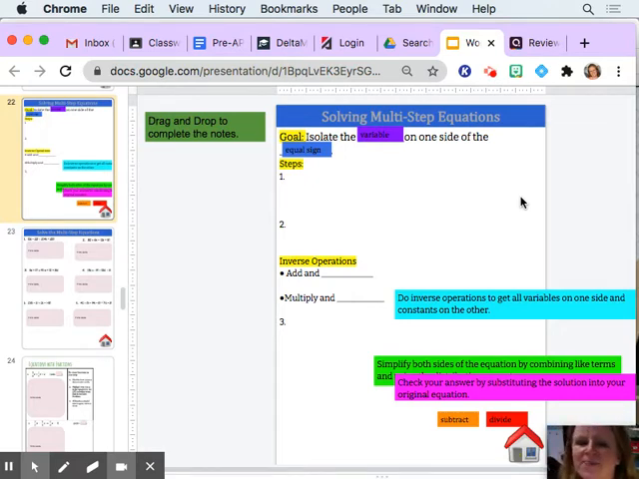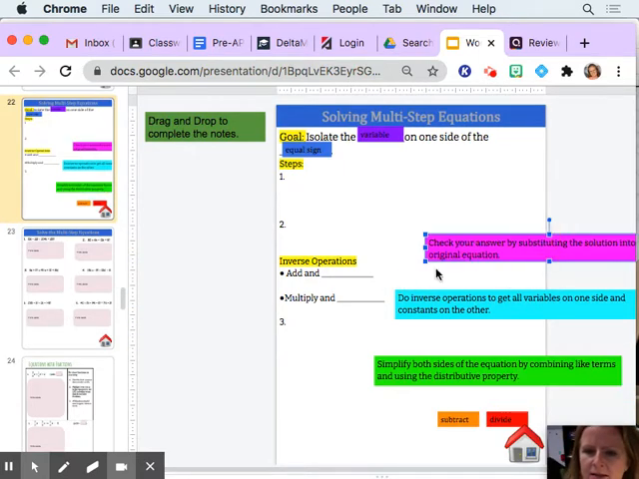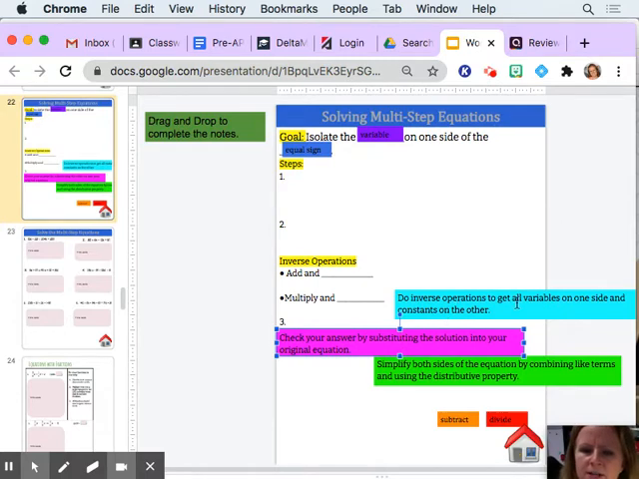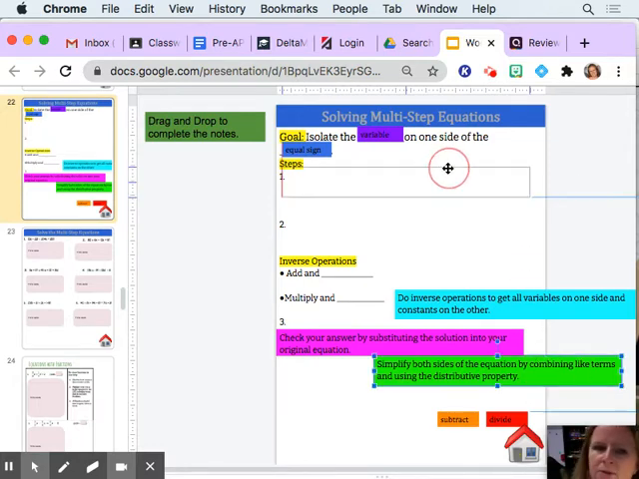Shh, quiet down. Our steps. Let's look at the different steps. It's these three. Check your answer by substituting. Where would that go? Last. The next one, do inverse operations to get all variables on one side, constants on the other. Maybe first, maybe second. And then our last one, simplify both sides of the equal sign by combining like terms and using the distributive property. Yeah, that'd be your first one.